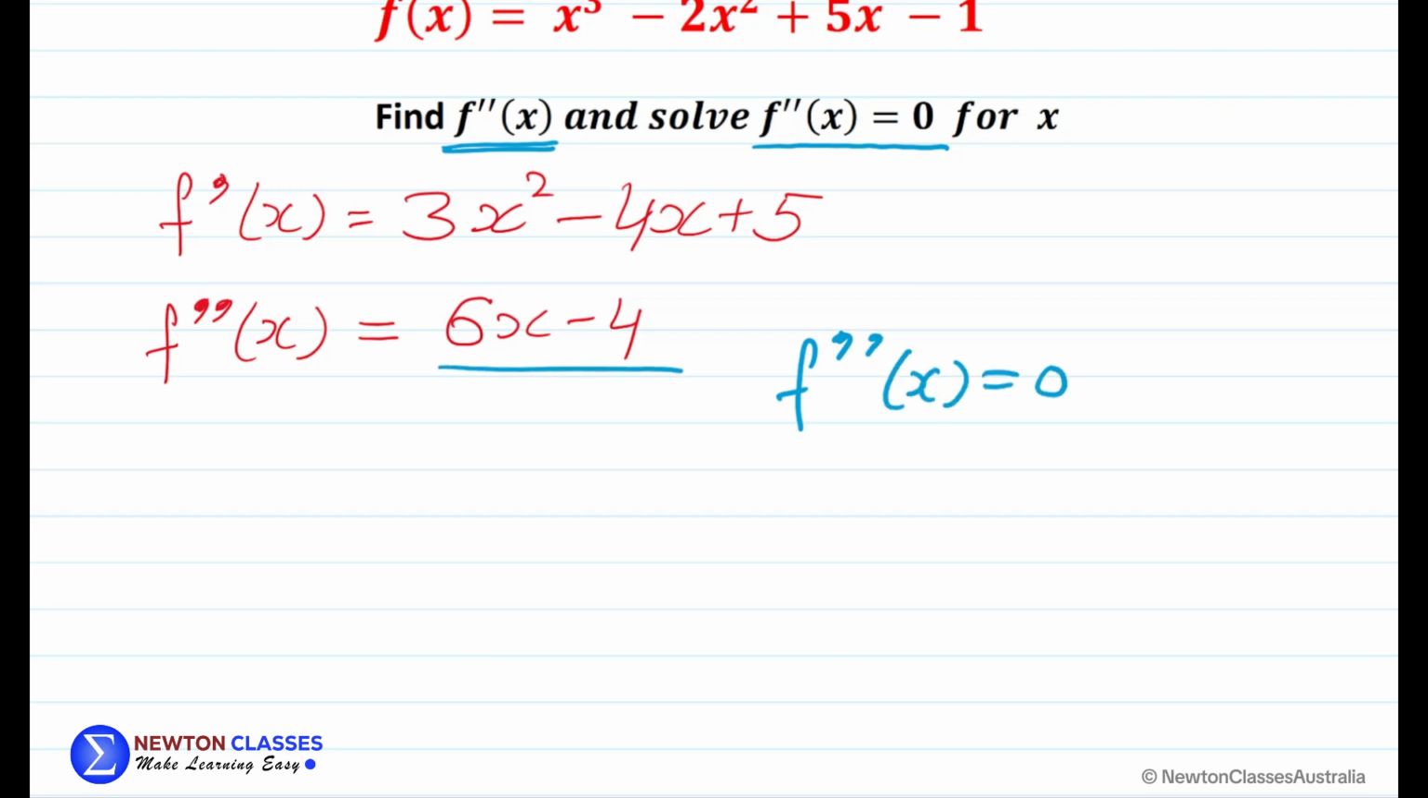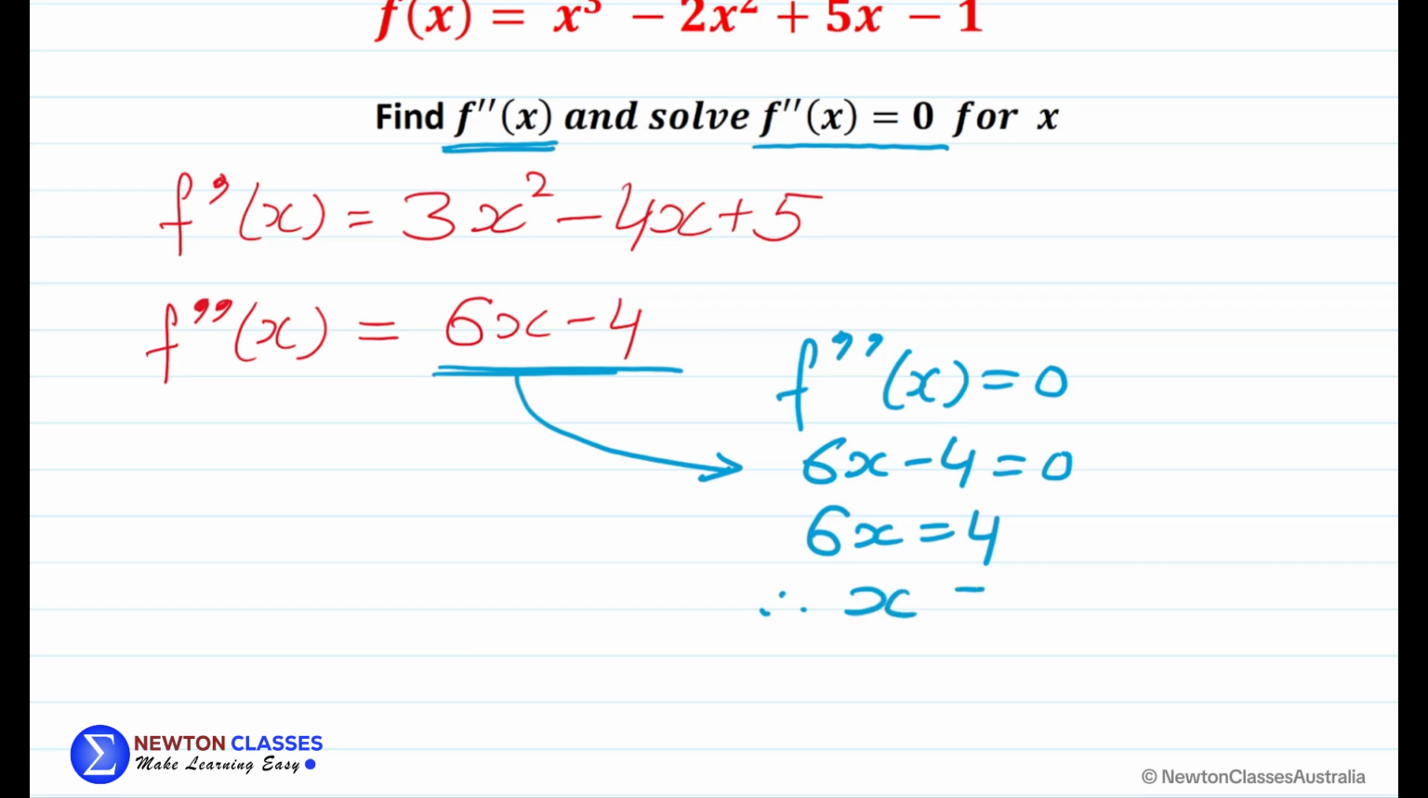And what is f''(x)? Let us put the value here. So we get 6x - 4 = 0. Let us rearrange: 6x = 4. And if I want the value of x, it is 4/6. If I further simplify, it is 2/3. So the answer is x = 2/3.